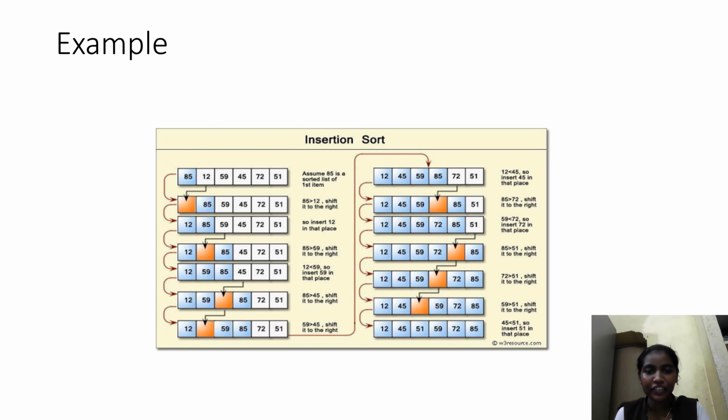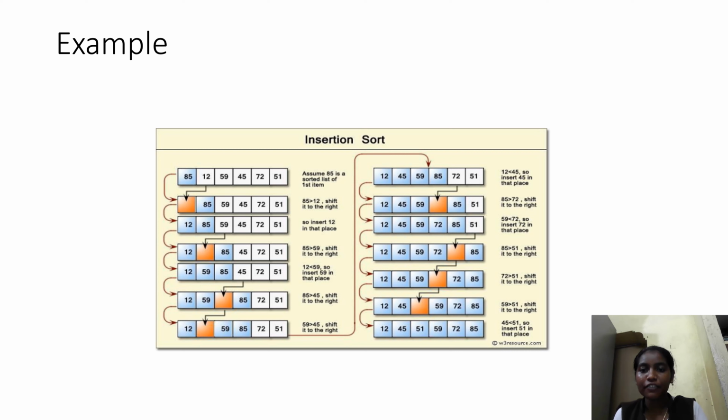85 is greater than 45, shift it to the right. 59 is greater than 45, shift it to the right. And here 12 is less than 45, so insert 45 in that place. Next, 85 is greater than 72, shift it to the right. And 59 is less than 72, so insert 72 in that place.